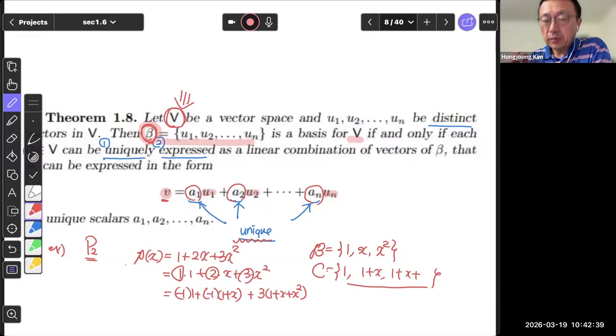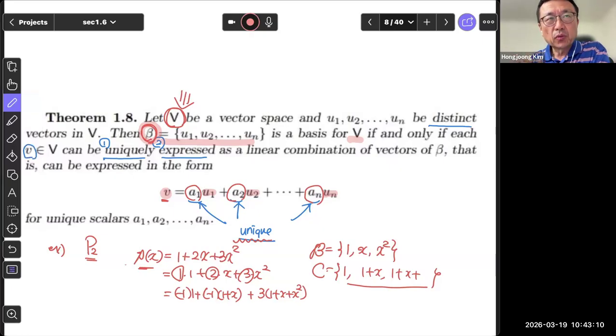So, given this vector space V and some basis, we can always write down any polynomial or any vector in the space with respect to the vectors in a basis. And these coefficients a1, a2 up to an will be unique. But if we change the basis, if we consider a different basis, the numbers will change. So that was 1.8.